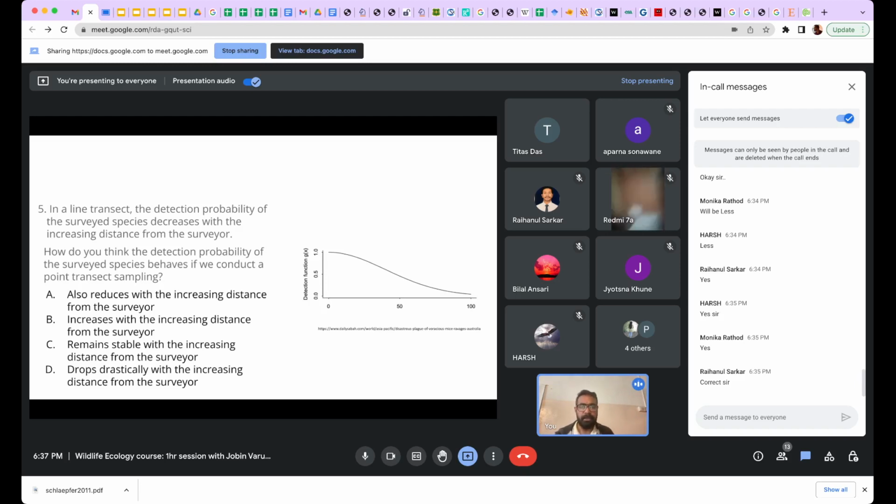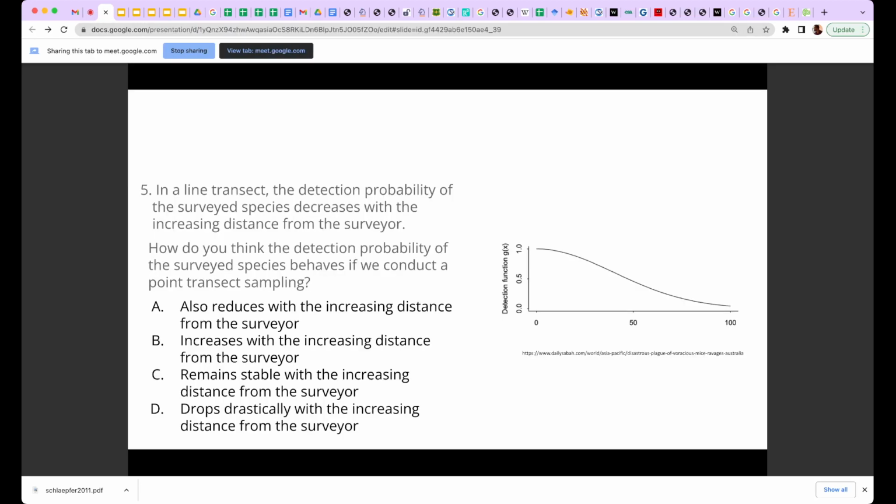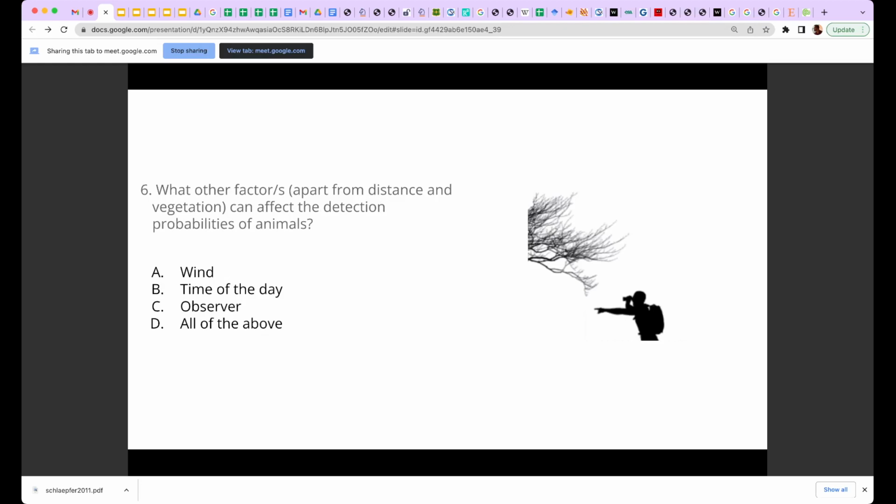So that's why there are two probabilities that we are talking about here. One is the distribution, whether the bird is present or not, and one is the probability that the bird is seen or heard by the observer, or basically identified or detected. I wanted to make this clear with these questions. Okay, let's move on to the next question.